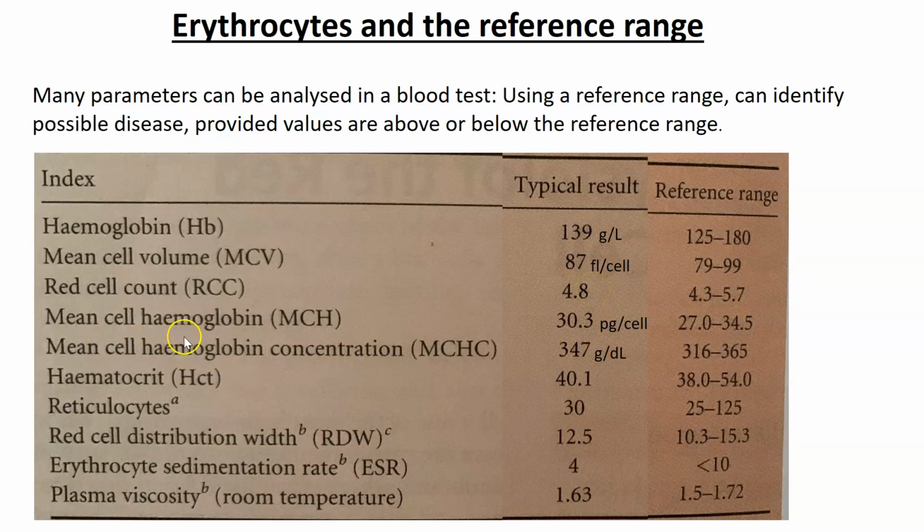Mean cell hemoglobin. These are the units by which we measure: picograms per cell. So 30.3 picograms in this typical result. Now, it obviously falls within this range, so whatever this result came from is considered normal. If the mean cell hemoglobin is lower than the reference range, that indicates an anemia.